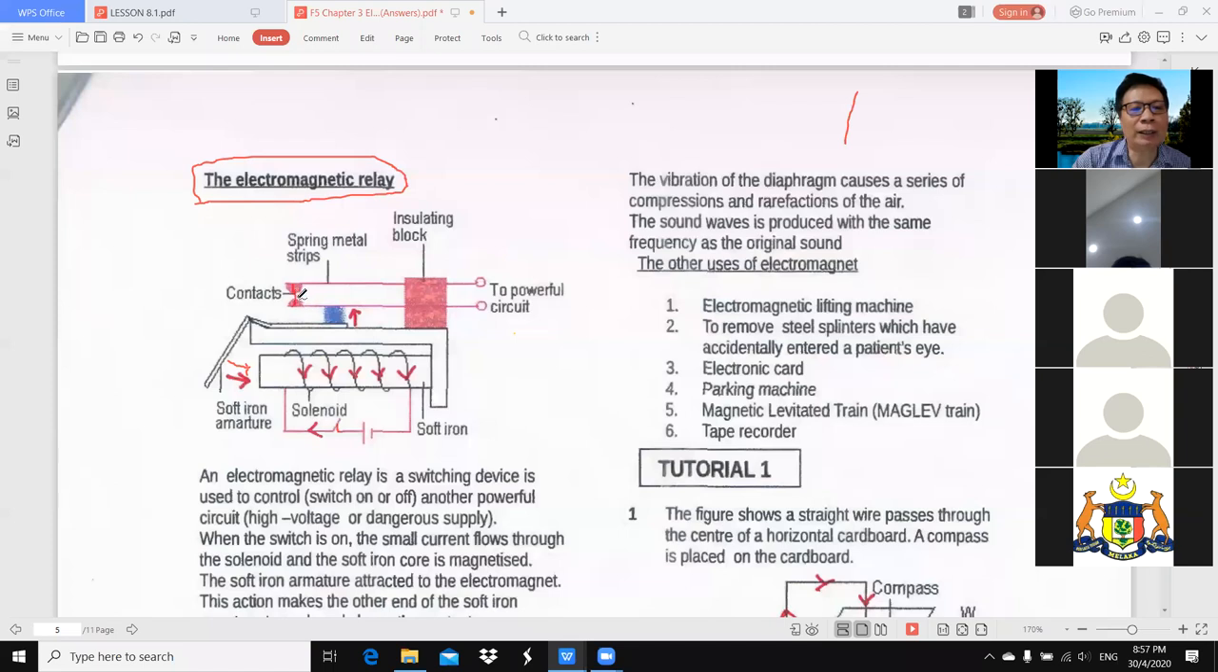Once this one is connected, the high current started to flow. The high current, high power supply started to flow. Then it completed this high power circuit. Understand?